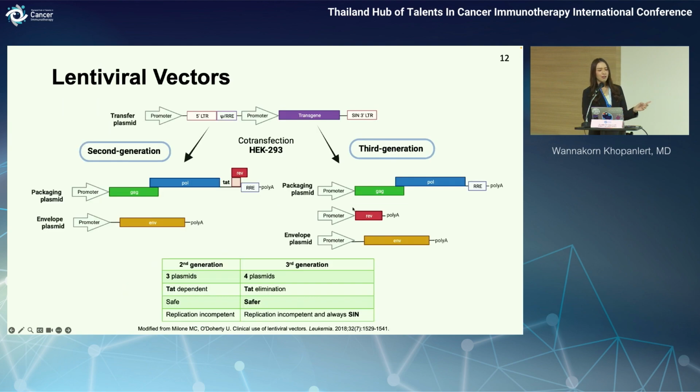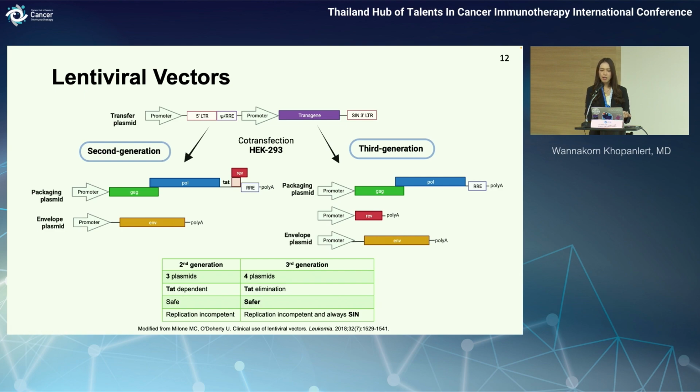So this is the structure of lentiviral vectors. You can see on the left-hand side is the 2nd generation, and on the right-hand side is the 3rd generation. They developed the 3rd generation for safer design features in the generation of lentiviral vectors. As you can see here, this table compares the 2nd and 3rd generation. The 3rd generation contains more plasmids, with the packaging plasmid divided into 2 instead of 1. Overall, the system uses 4 plasmids.